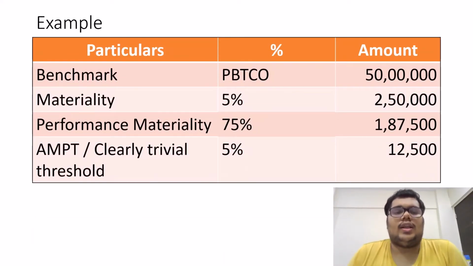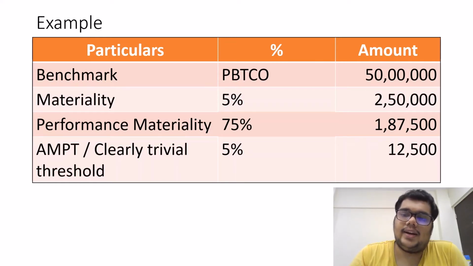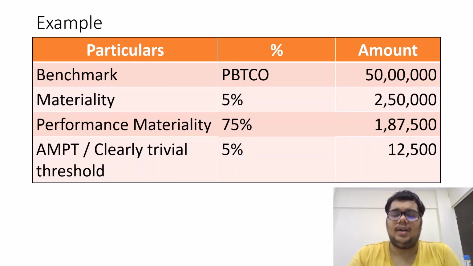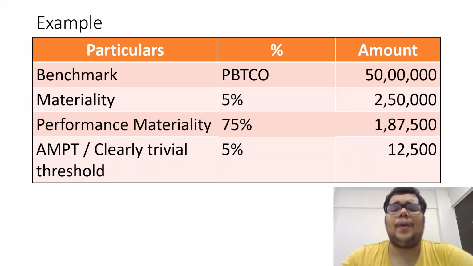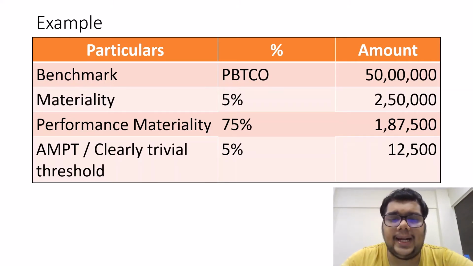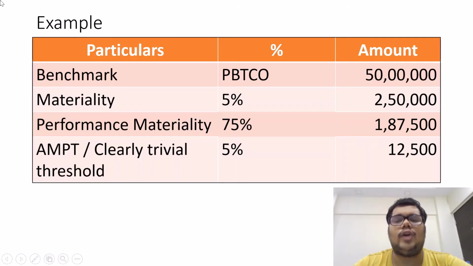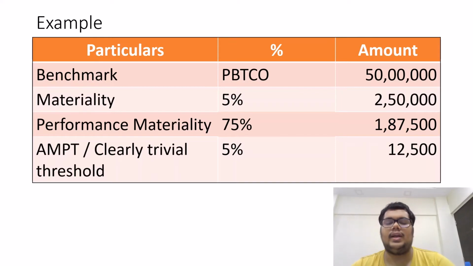If you see this computation, the benchmark is profit before tax from continuing operations, which is 50 lakhs. We have applied a materiality percentage of 5, which gives us 2,50,000 of materiality. PM and AMPT, I told you, are both computed as a percentage of materiality. PM is 75 percent of materiality, which is 1,87,500, and your clearly trivial threshold is 5 percent, which is 12,500. If you add your PM and AMPT, it gives you 2 lakh, which is 80 percent of your materiality. You can tally it like this, by adding your PM and AMPT and checking that it is 80 percent, or whatever percentages you have taken, it is properly coming.